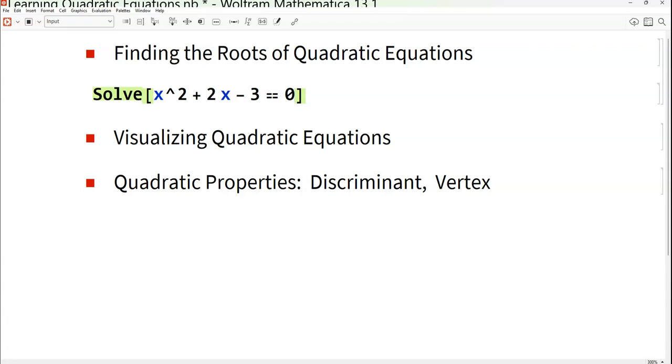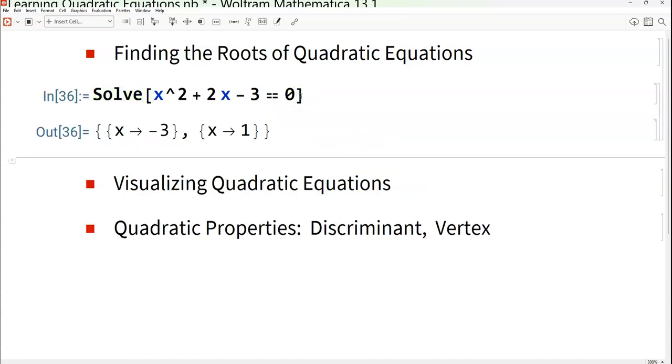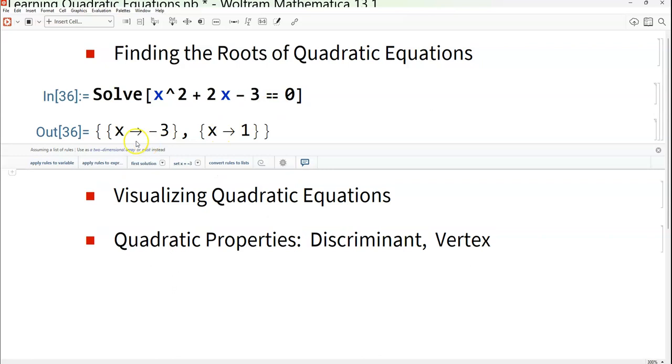And then we have a quadratic equation, and notice that we had to press equal twice, and now we're ready to solve this. In a flash, Mathematica found the roots of this equation. It solved them for x. x could take the value -3, or x could take the value 1, and when it does, the whole thing is equal to 0.